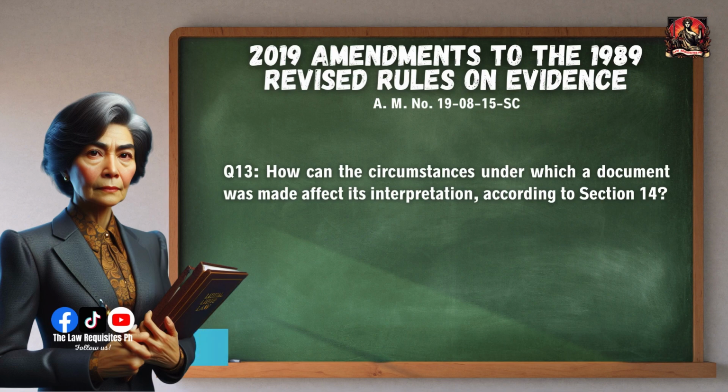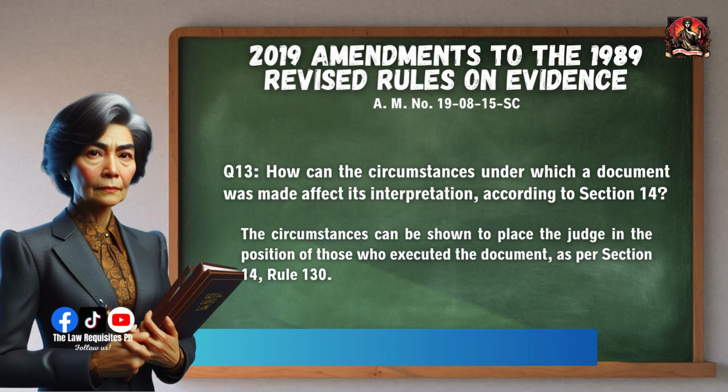Q13. How can the circumstances under which a document was made affect its interpretation, according to Section 14? The circumstances can be shown to place the judge in the position of those who executed the document, as per Section 14, Rule 130.